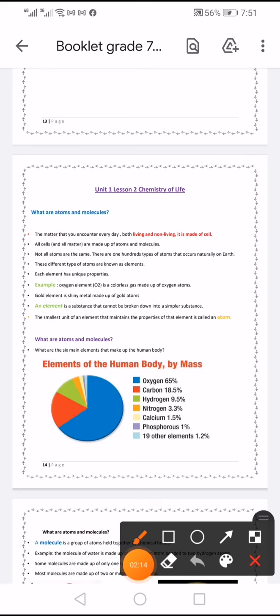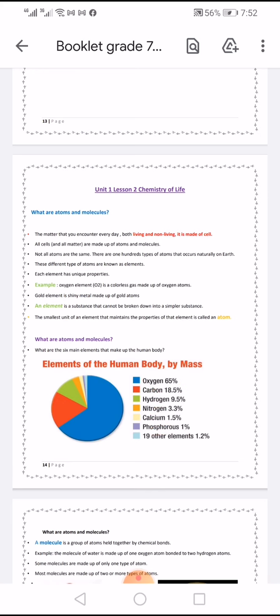What are the 6 main elements that make up the human body? We have 6 elements. The percent of oxygen in your body is 65%, carbon 18.5, hydrogen 9.5, nitrogen 3.3, calcium 1.5, phosphorus 1, and 19 other elements 1.2.